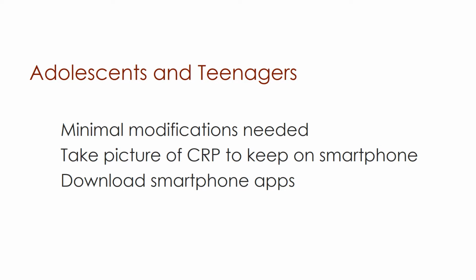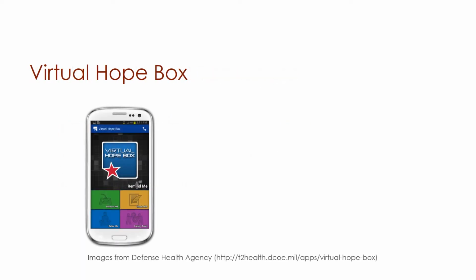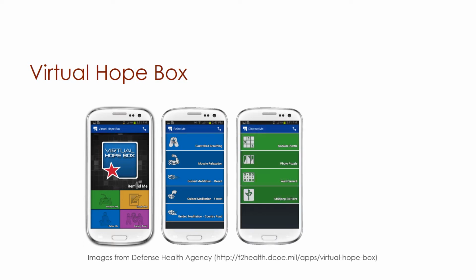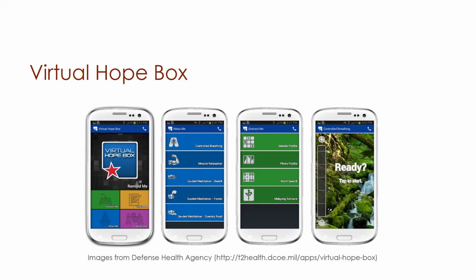A number of apps have been developed for the purposes of suicide prevention, but the app we have used the most is a virtual hope box, which is available for download on both the iPhone and Android platforms. The virtual hope box includes games, inspirational quotes, and relaxation and meditation recordings that can be used as self-management strategies. The app also allows users to select songs to listen to, pictures to view, and phone numbers of contacts to call, all of which are already saved on the phone.